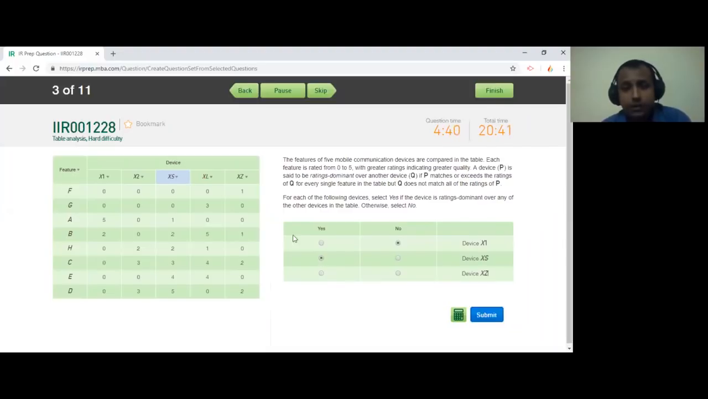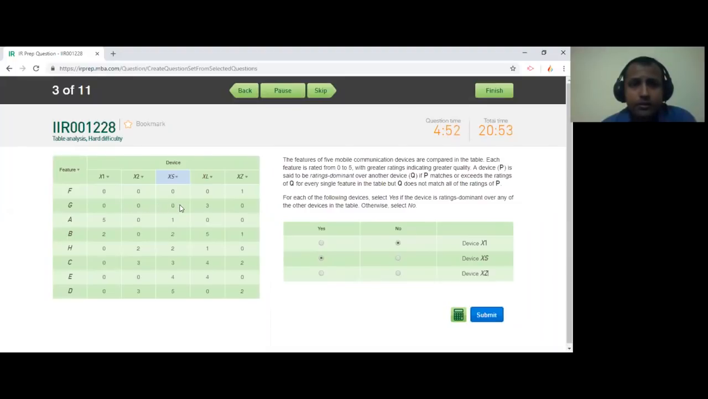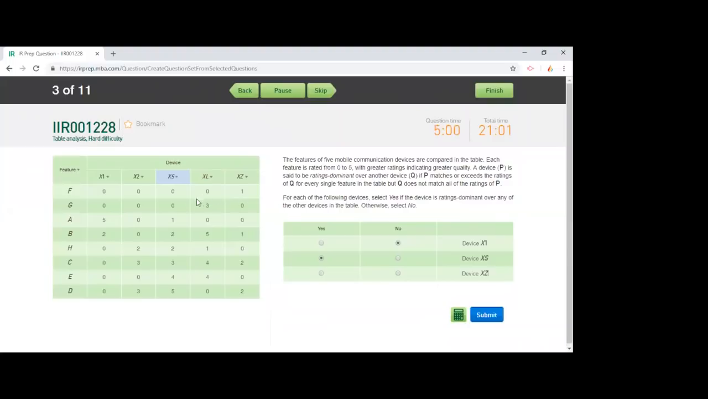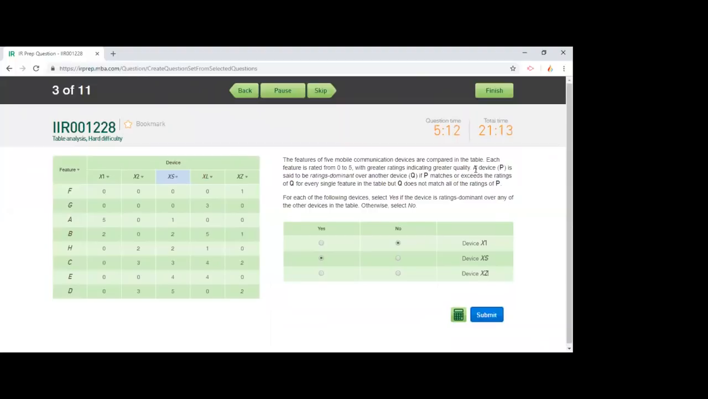But XS does not dominate for feature A. I'm sorry to interrupt. So if you see feature A for X1 and XS, it's less. No, we are talking about X2. We are comparing XS with X2. But we have to compare over any of the other devices, right? No, so come again. What are you saying? It says select yes if the device is ratings dominant over any of the other devices in the table. So if you compare XS and X1, it's not dominant.